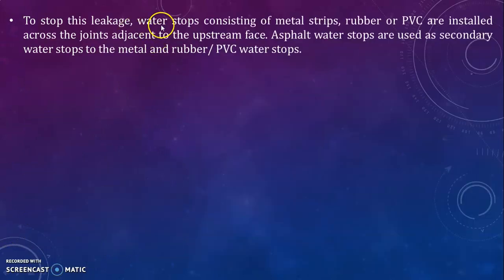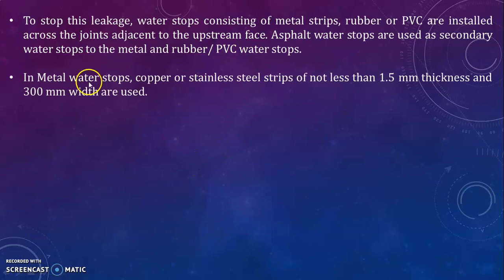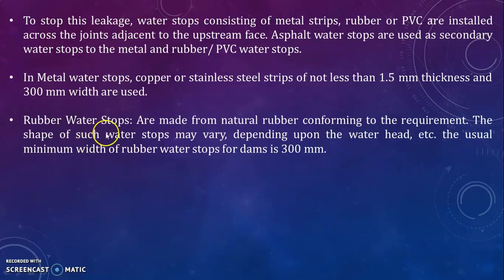To stop this leakage, water stops consisting of metal strips, rubber or PVC are installed across the joints adjacent to the upstream face. Asphalt water stops are used as secondary water stops to the metal and rubber or PVC water stops. In metal water stops, copper or stainless steel strips of not less than 1.5 mm thickness and 300 mm width are used. Rubber water stops are made from natural rubber conforming to the requirements.